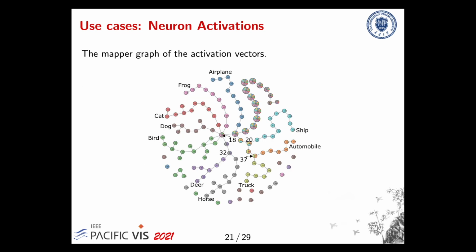The resulting mapper graph highlights the separation of image classes. The pie chart on top of each node shows the proportions of categories within each node. As we can see, all the classes are separated from each other after some branching points.